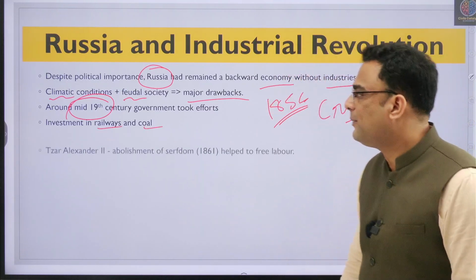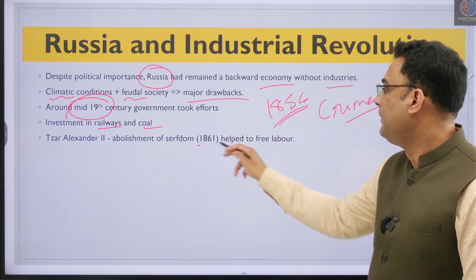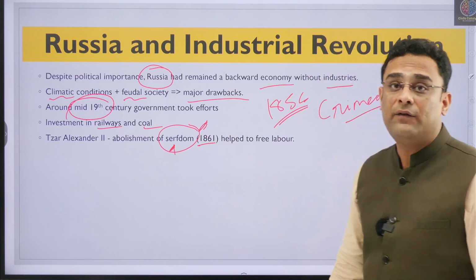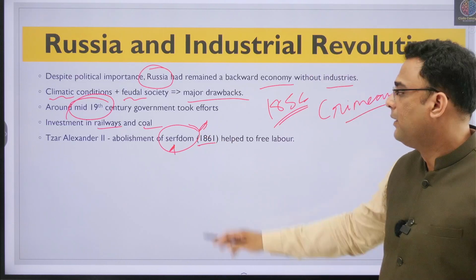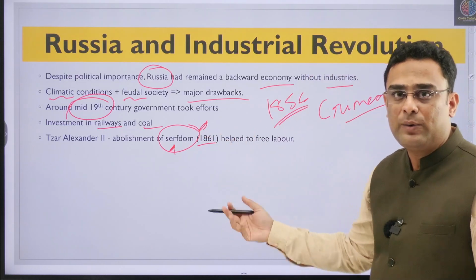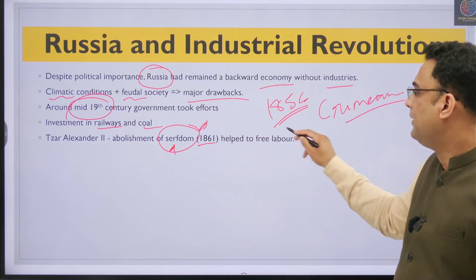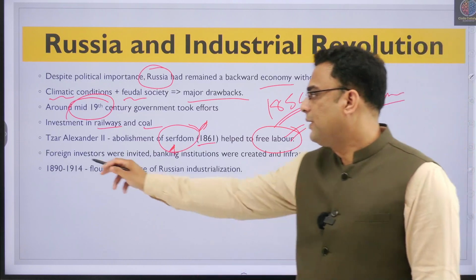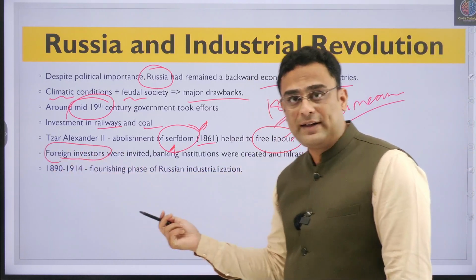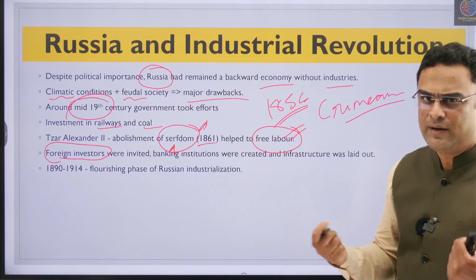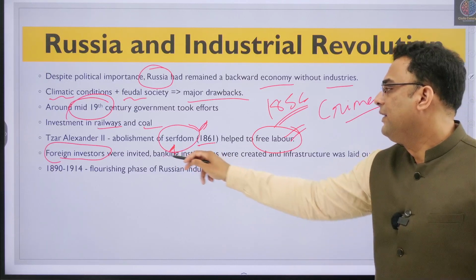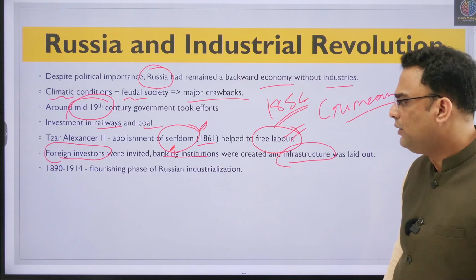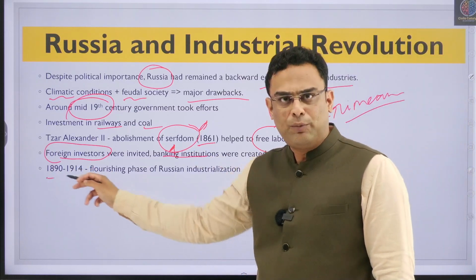रेलवेज, कोल की इन्वेस्टमेंट्स बढ़ाई. 1861 में सर्फडम को एबॉलिश किया. सर्फडम हमने डिस्कस किया था लास्ट लेक्चर में. ये जो सर्फ थे वो टाइड थे लैंड को, नाउ दे आर फ्री, सो दे आर नाउ अवेलेबल एज लेबर फॉर इंडस्ट्री. फॉरेन इन्वेस्टर्स वर इनवाइटेड इन रशिया टू सेट अप इंडस्ट्री, क्योंकि इनके पास में नो हाउ नहीं था, कैपिटल नहीं था. बैंकिंग इंस्टीट्यूशंस वर क्रिएटेड, इंफ्रास्ट्रक्चर वाज लेड आउट, एंड स्लोली रशिया स्टार्टेड टू डेवलप इंडस्ट्रियल prowess.